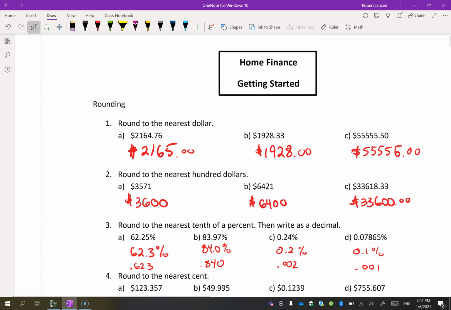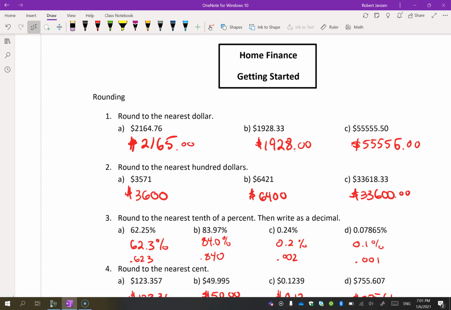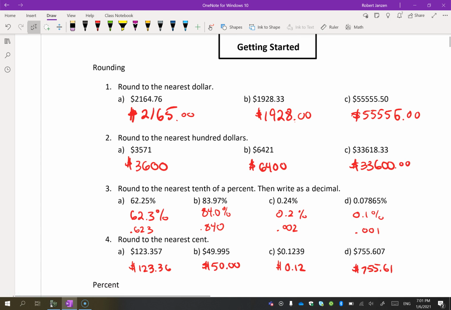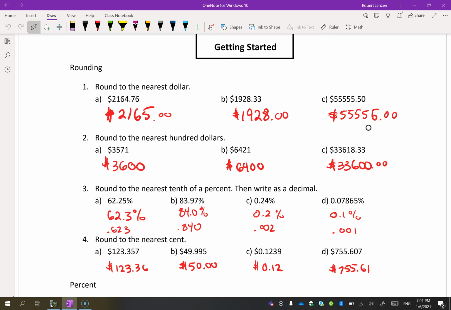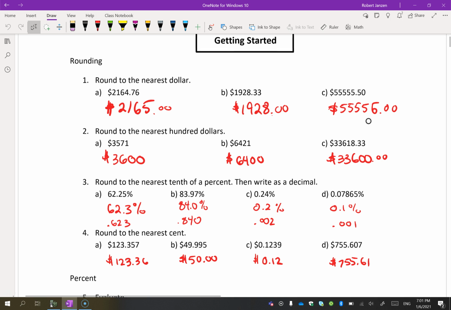So this is the start of our first unit, home finance. The first couple of pages are some review questions that I would like you to try to see how you are remembering math from previous grades. Okay, so what I'd like you to do here is pause your video and try this first page. See if you can do the questions on this page.